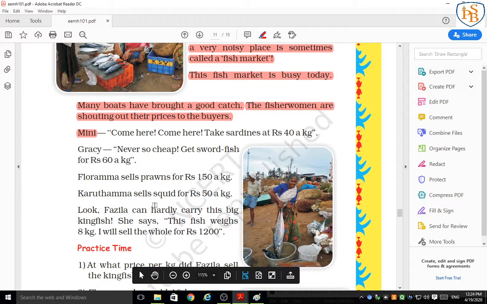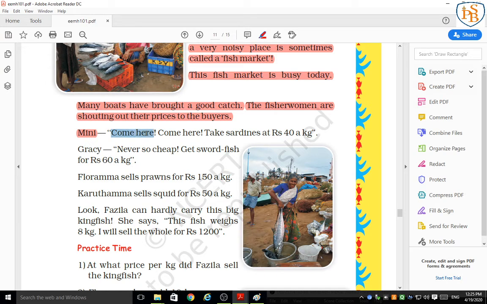So look here and listen carefully. Let's start. Mini: "Come here, take sardines at rupees 40 kg." Okay, what is meant by sardines? It means a small fish. One girl, Mini, shouted, come here, take the fish. And what is the cost of this fish? The cost of the fish is rupees 40 per kg.